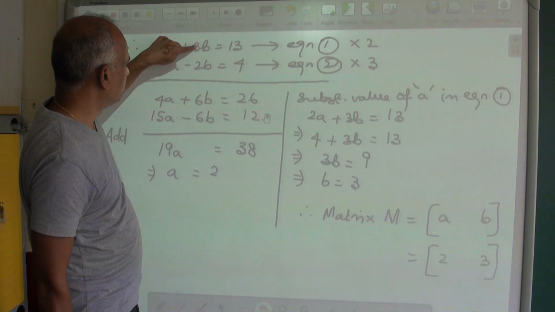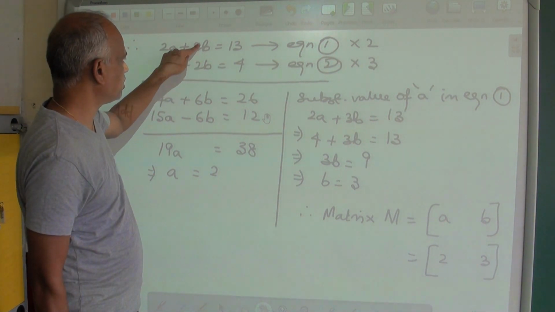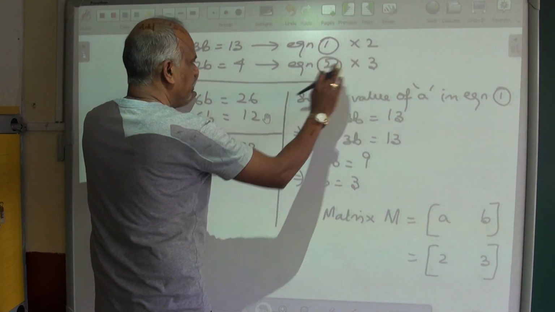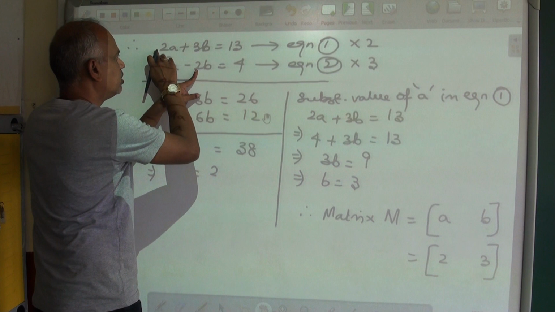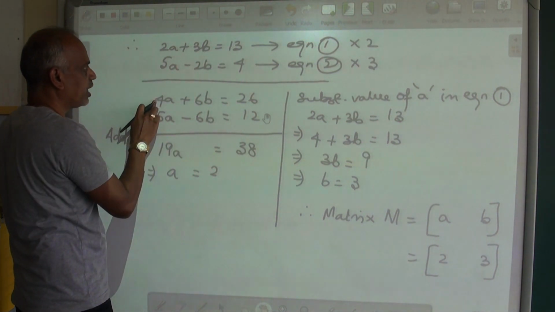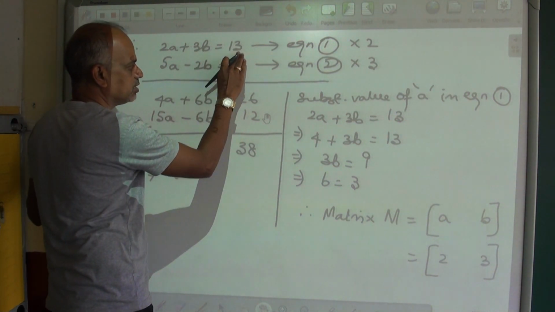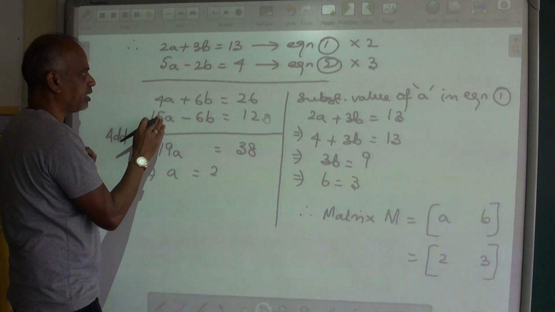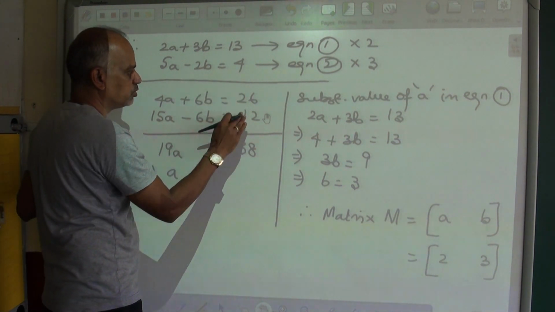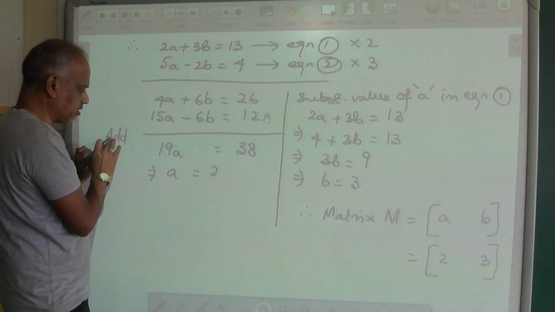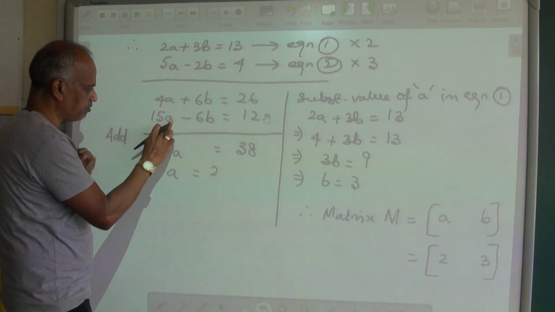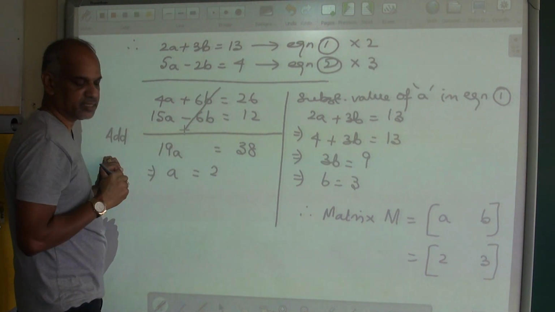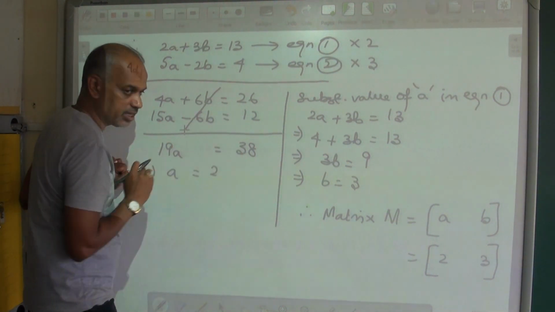Let's make the b term equal. For 3 and 2, the LCM is 6, which means 3 has to be multiplied with 2 and 2 has to be multiplied with 3. So let's multiply the first equation by 2. This becomes 4a plus 6b equals 26. And multiply the second equation by 3, this becomes 15a minus 6b is equal to 12. Add both these now. 4a plus 15a is 19a, and 6b and minus 6b get cancelled. Is equal to 26 plus 12, which is 38.